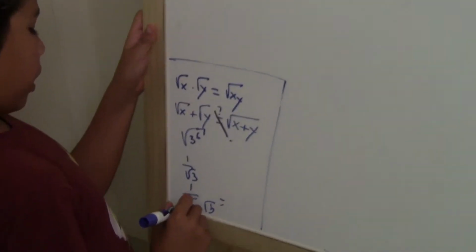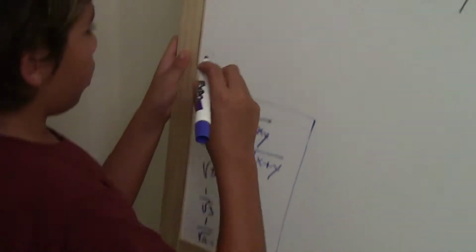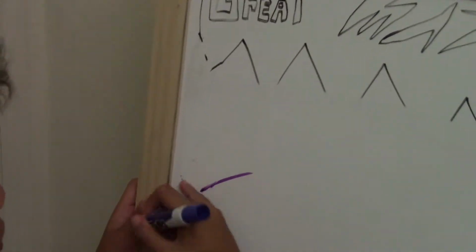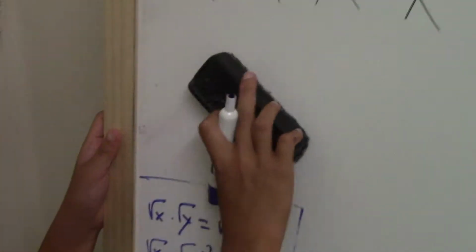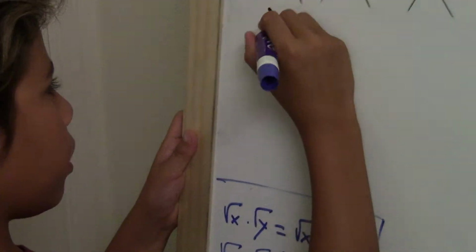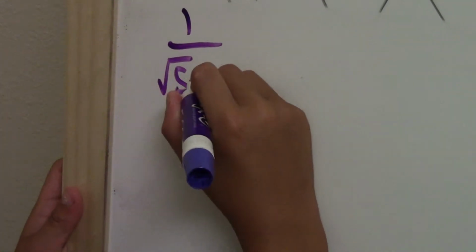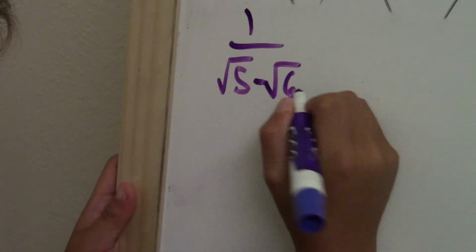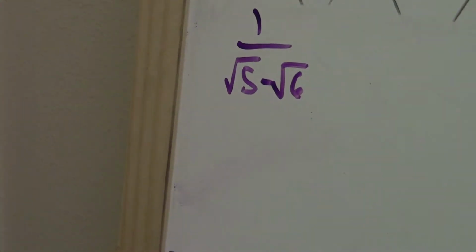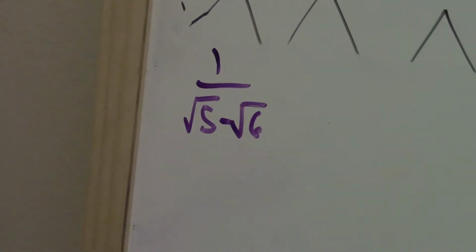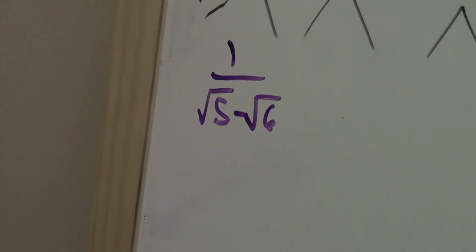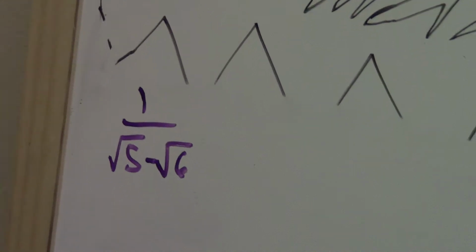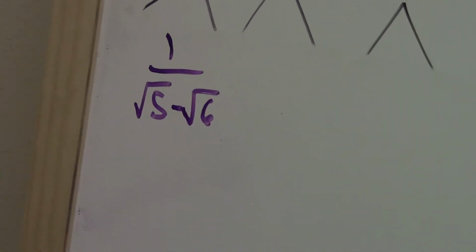Let's try our hardest one yet. 1 over the square root of a minus the square root of b. Okay, that's hard. I don't want to do this with variables, so let's do something else. How about 1 over the square root of 5 minus the square root of 6? Well, we can't just do the square root of 5 minus the square root of 6 because that would not take out our square root.